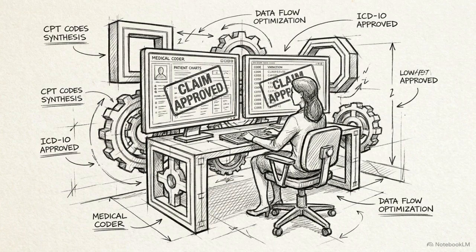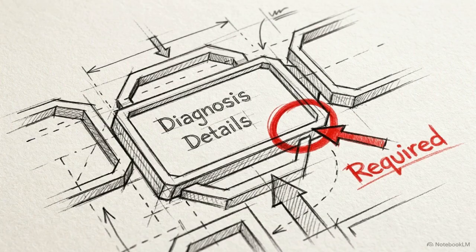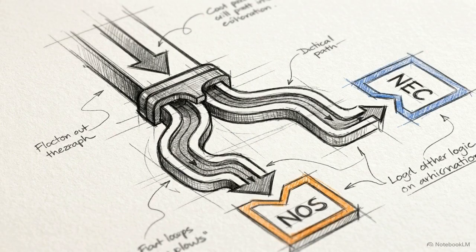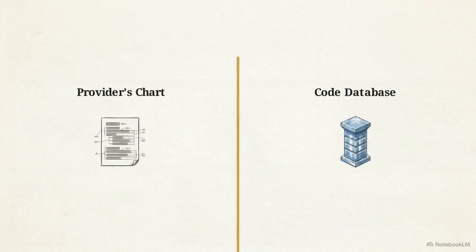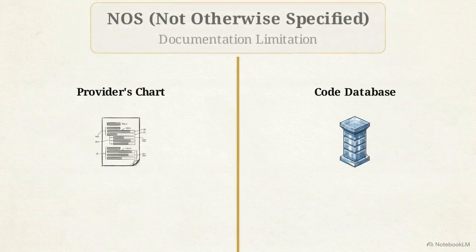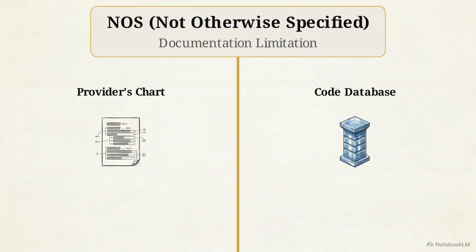valid and payable. Every time you encounter an information gap in ICD-10-CM, you must classify it through one of 2 logic gates, NEC or NOS. This split-screen model illustrates the divide between the provider's chart on the left and the code database on the right. NOS, or not otherwise specified, occurs when the source data on the left is vague or incomplete.